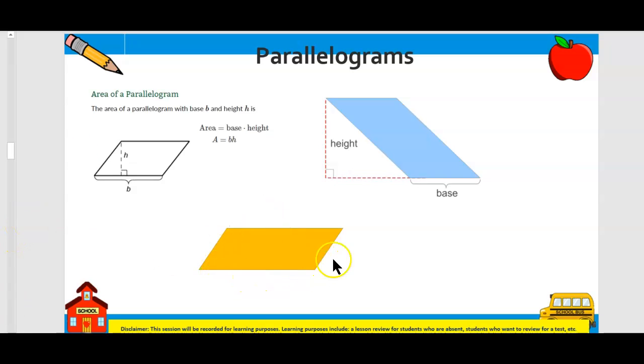All right, here comes one of the coolest things ever in math. Check out this parallelogram down here. Watch this. Are you ready for this? Come on now. Here we go. There's the height. Here's the base.